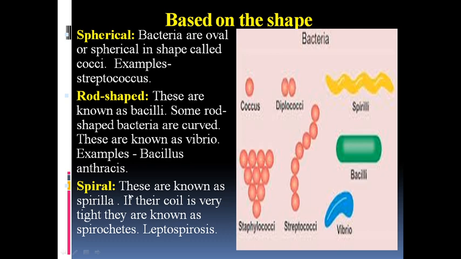Next, spiral. These are known as spirilla. If the coil is very tight, they are known as spirochetes. Leptospirosis is an example. You can observe here, these are the spiral bacteria. Got it? Based on the shape, there are three types of bacteria: spherical shaped we call cocci, rod shaped we call bacilli, and spiral shaped we call spirilla.